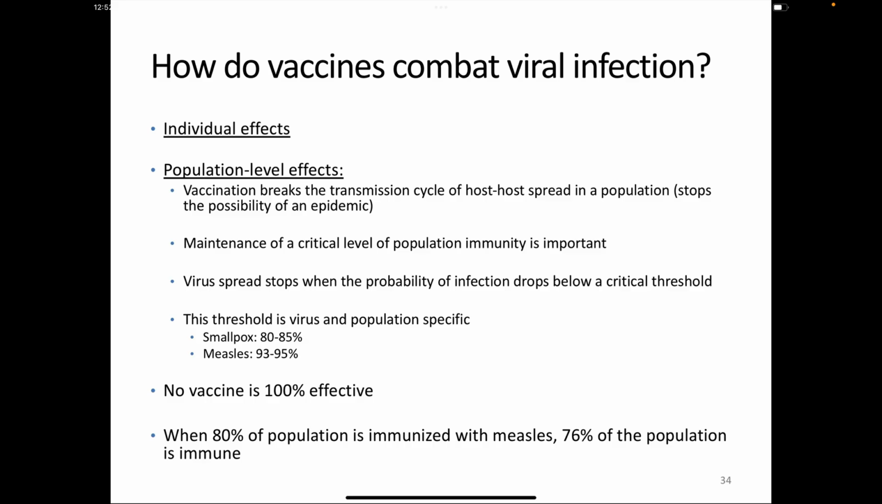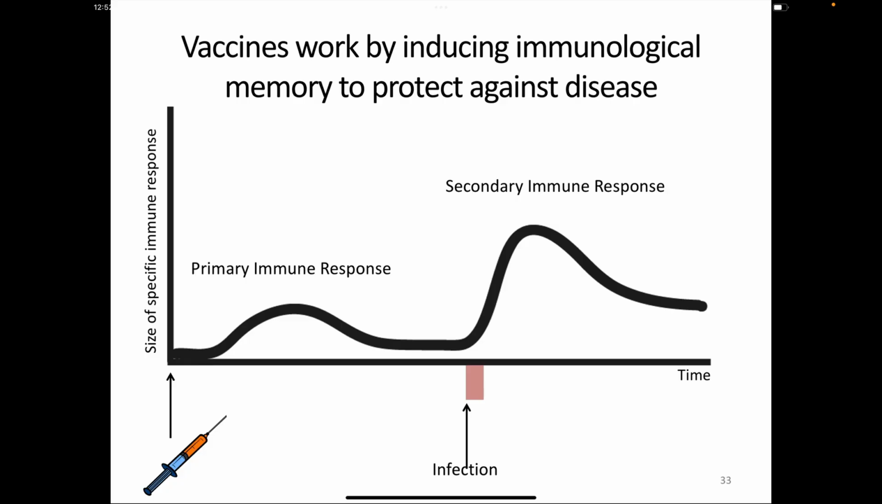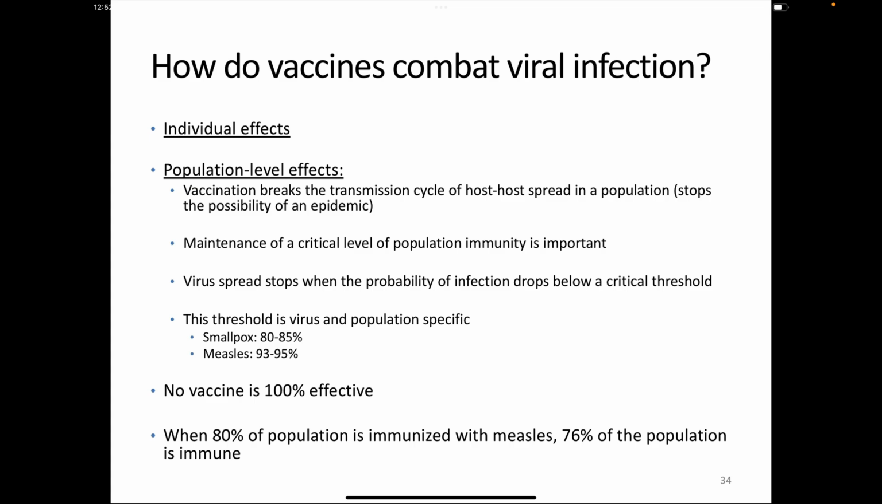You can see that in the memory response, we still have a little bit of virus replication. It's just a really little bit, not enough to make you sick. It's also probably not enough to spread, which means that you getting vaccinated both helped you not get sick, but it also blocks spread in the population. So we're now not going to see transmission among members of the population.